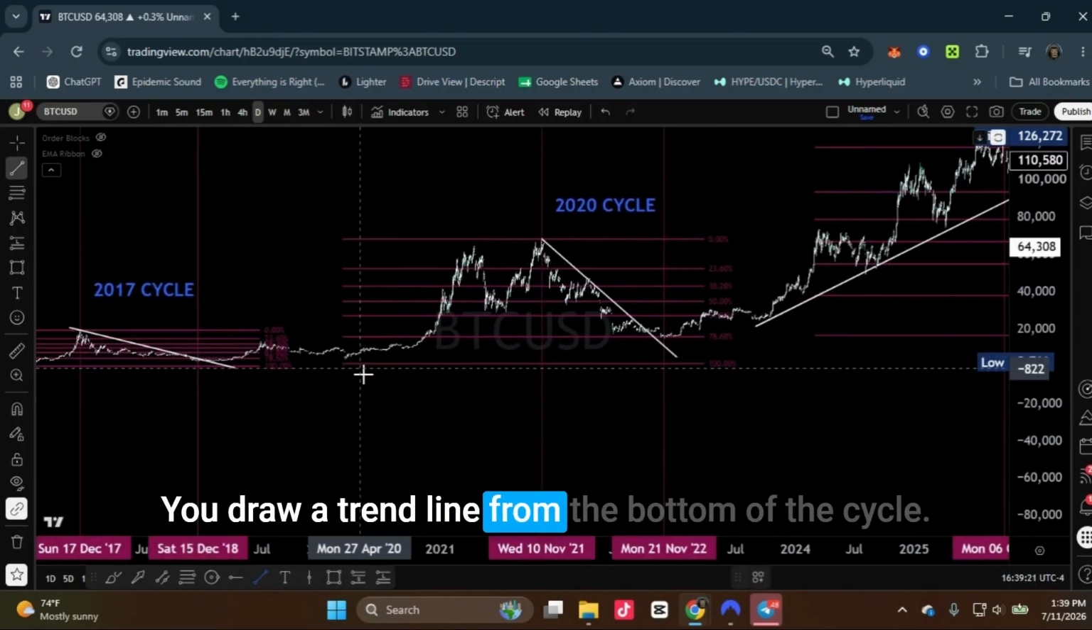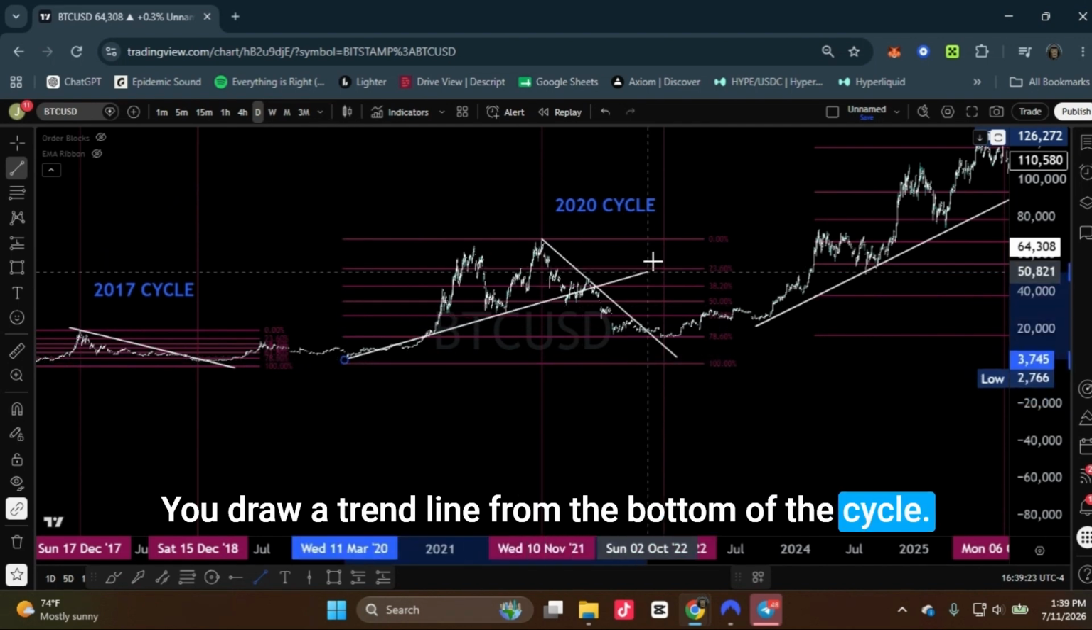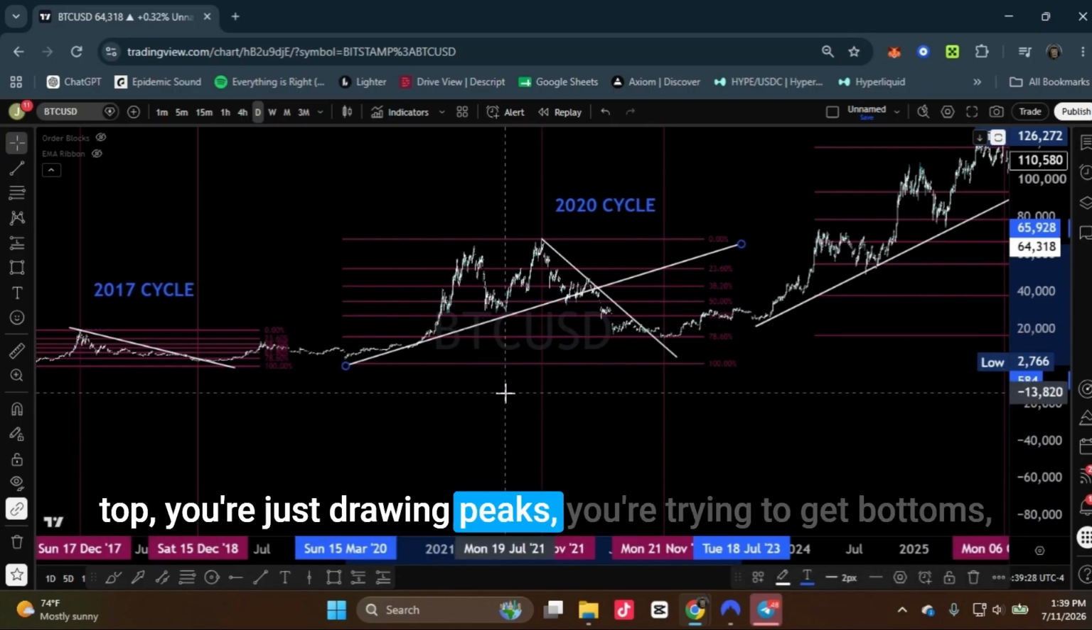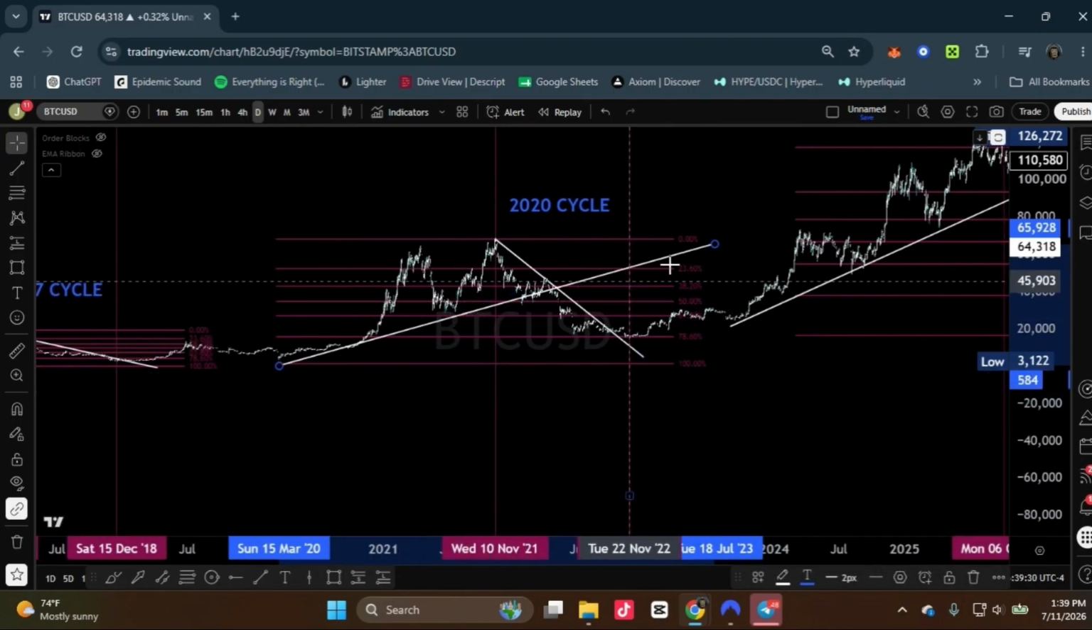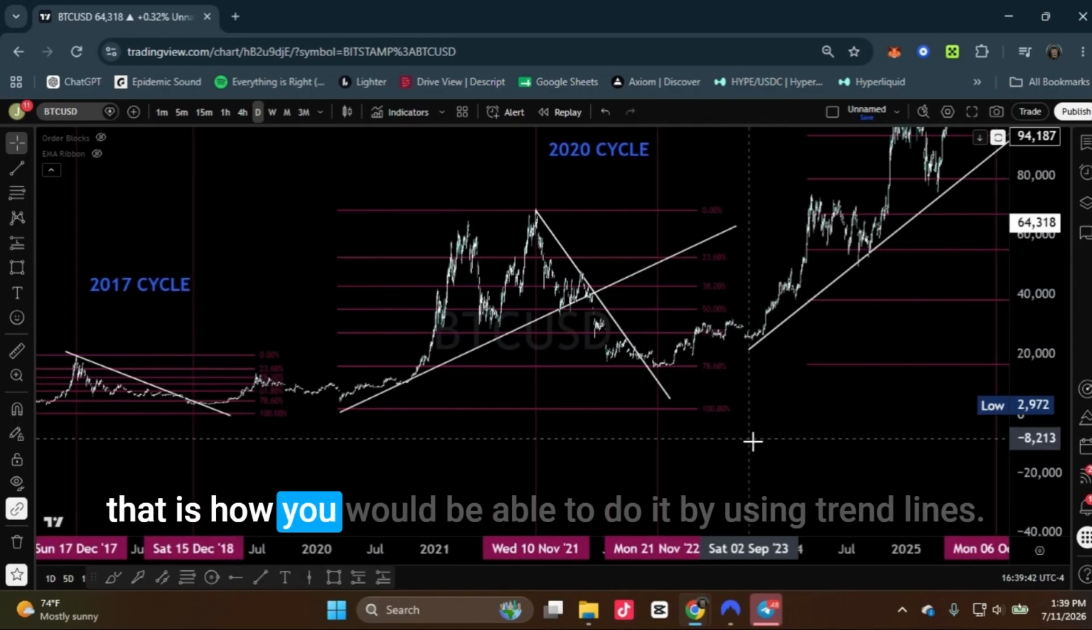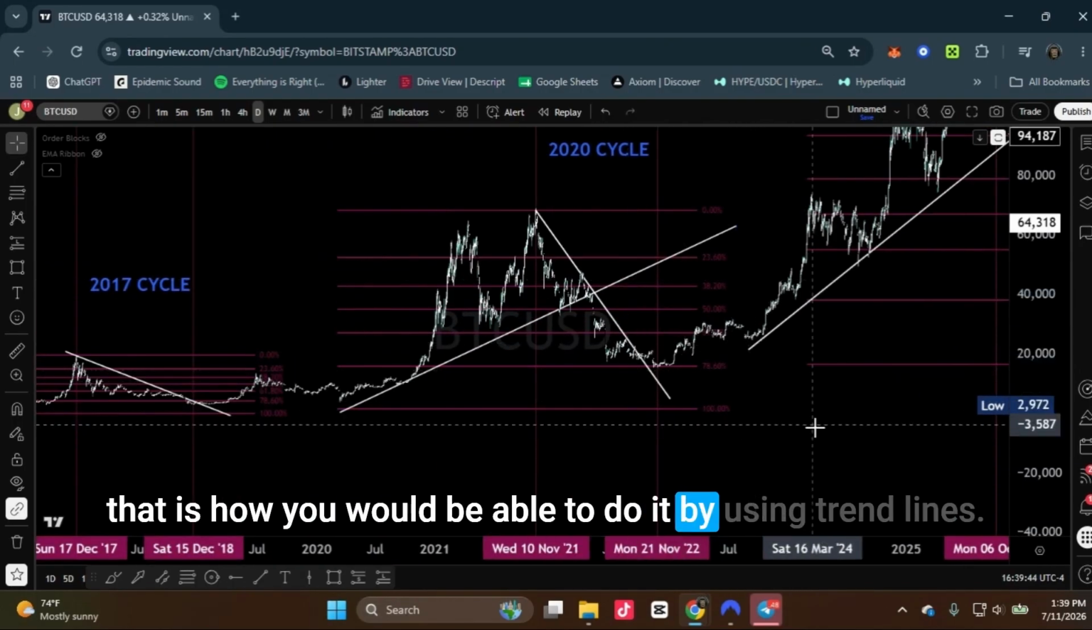You draw a trend line from the bottom of the cycle. You try and line up as many of these bottoms, just like on the top where you're drawing peaks, you're trying to get bottoms. And as soon as that trend line was broken, we dumped. So that is how you would be able to do it by using trend lines.